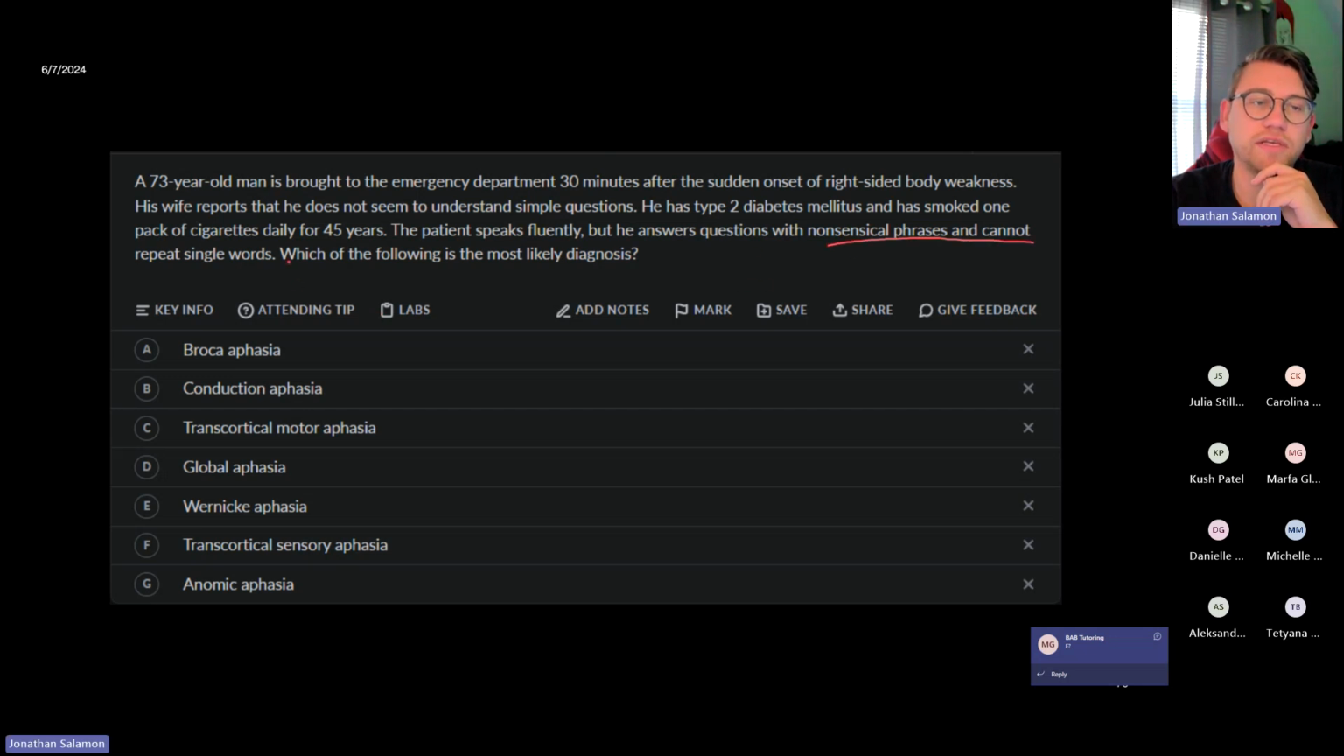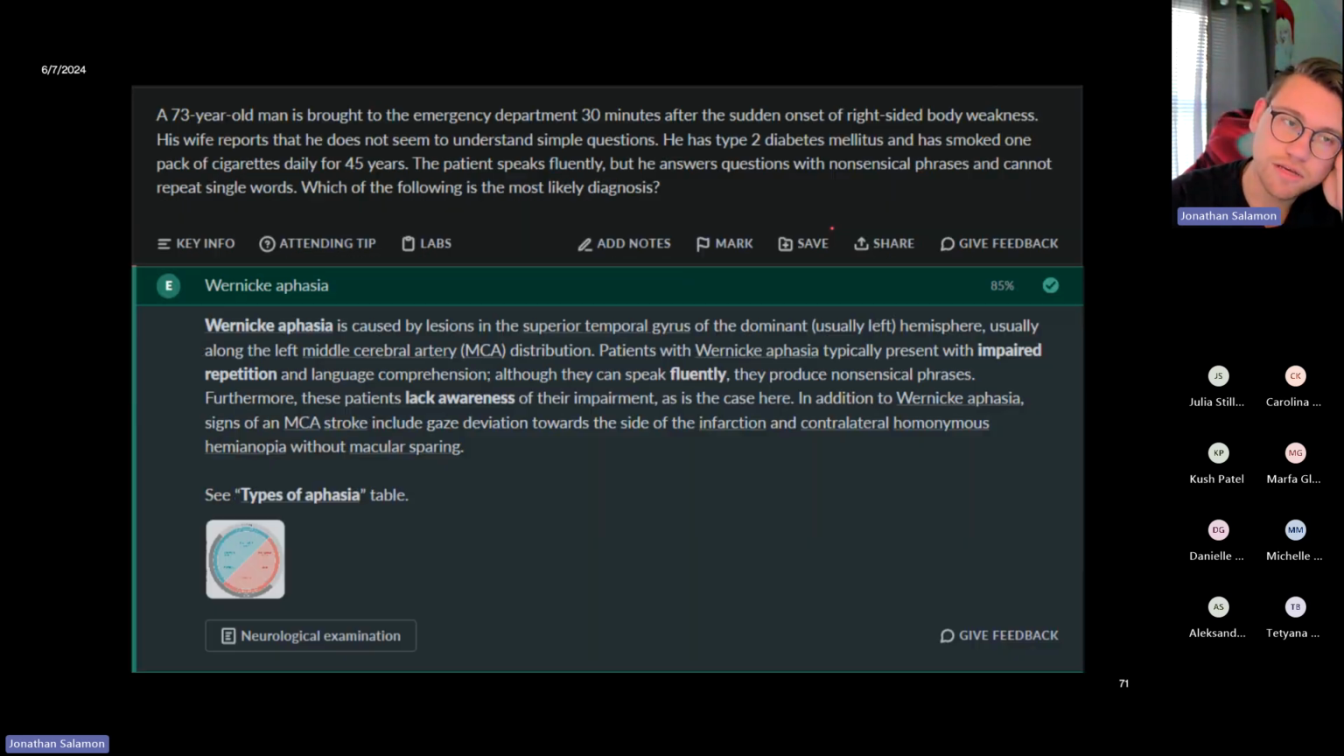Right. This is nonsensical phrases. Can't repeat single words. This is word salad, right? Also, right-sided body weakness. That means the lesion is in the left side of the head. That is classically where Wernicke's and Broca's regions are, right? Wernicke aphasia, MCA lesion. All very high yield things.